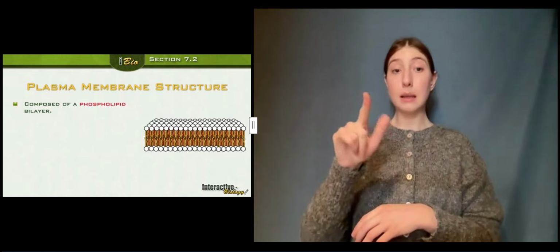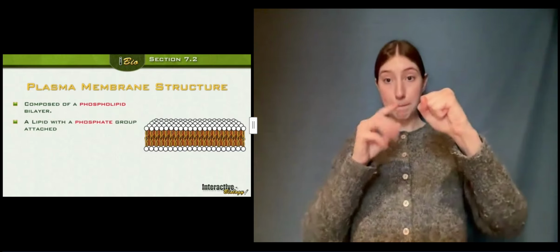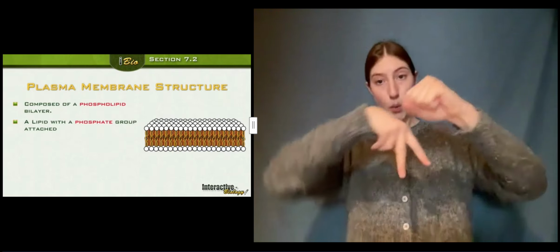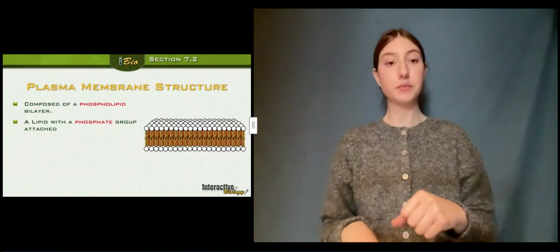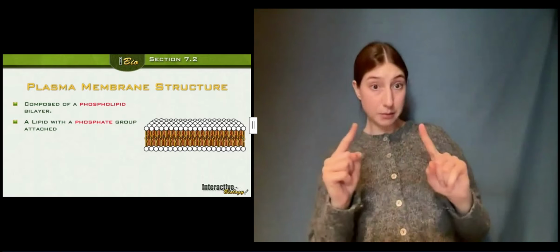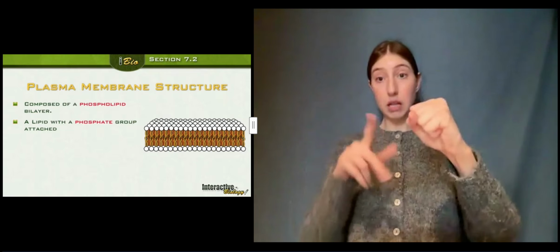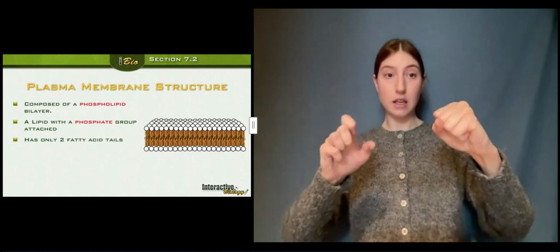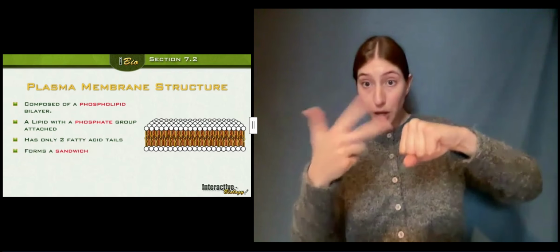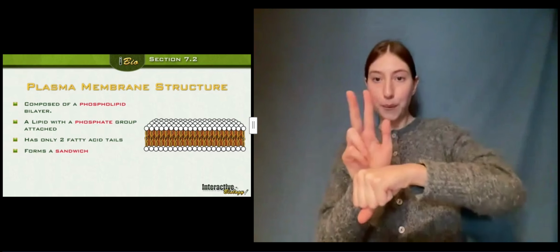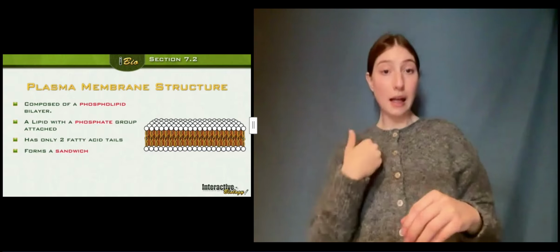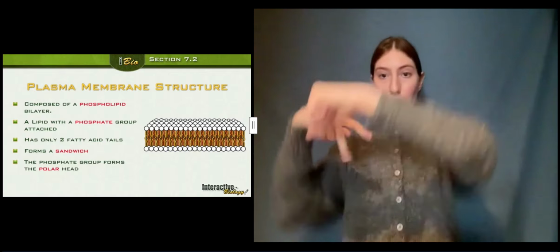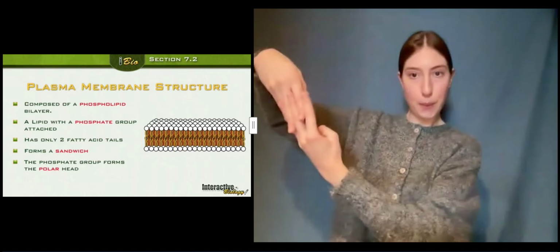But the phospholipid is a little different in that it's a lipid with a phosphate group attached. So instead of 3 fatty acids, you have 2 fatty acids, and you can see that here. And here we have a phosphate group that's attached. So it only has 2 fatty acid tails, and it forms kind of like a sandwich. So you have one layer at the top, one layer at the bottom, and the phosphate groups form these polar heads. What does polar mean again?